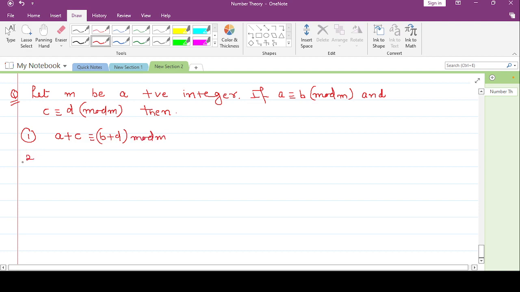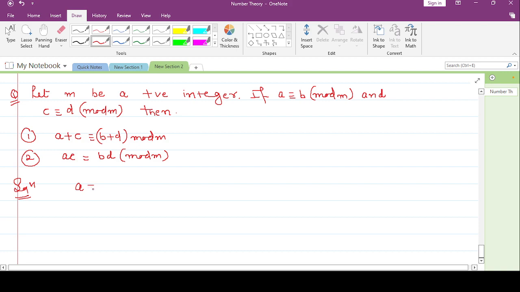And the second rule is this, that a into c and b into d, this is congruent to modulo m. Okay, so very easy. This is very easy. Solution. What are you given?